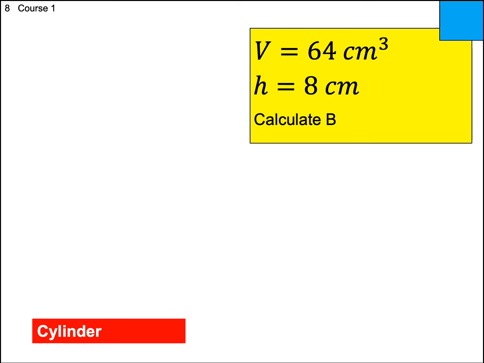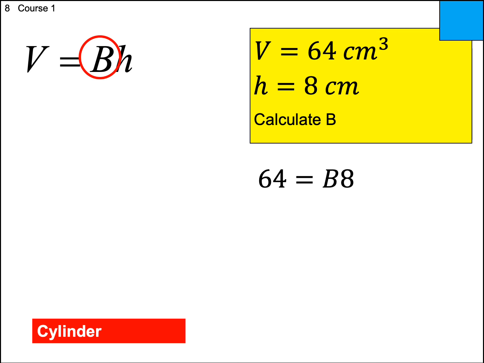Okay, so look at this one. This time we're given volume and height, and it says calculate for B. So which formula has a B in it? Yeah, that one. So we're solving for B this time. All right, so let's see. The volume is 64. The height is 8. Hey, this one's not hard at all. All we got to do is get rid of that 8 and we're done. So how's it attached to B? By multiplication. So let's divide both sides by 8. The 8s would cancel. 64 divided by 8 is 8.